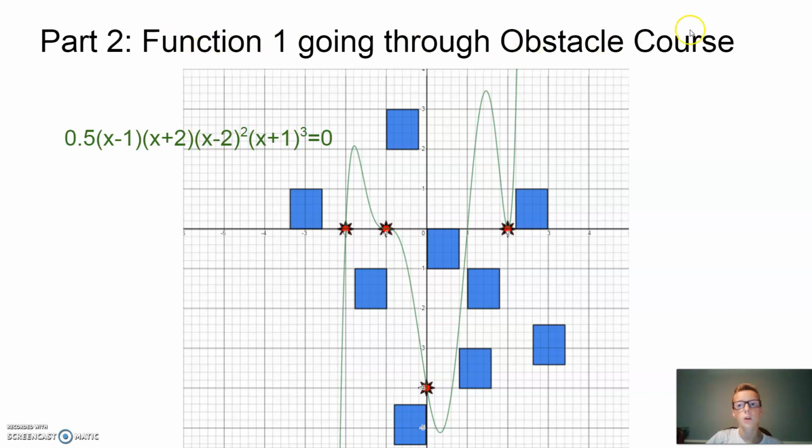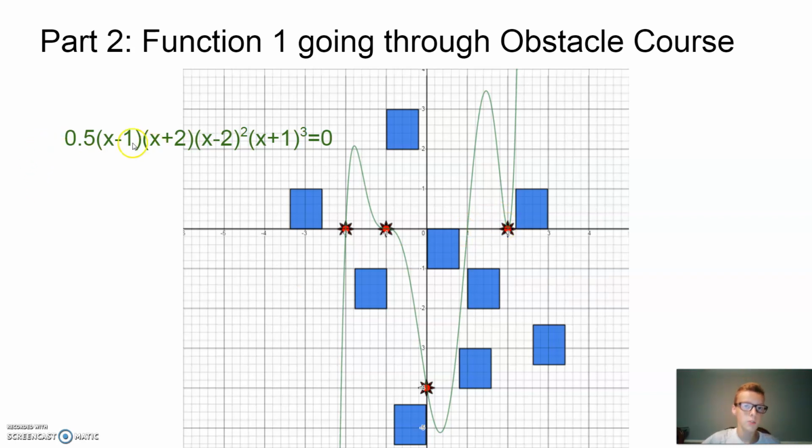This is function 1 going through the obstacle course in factored form, and it's right here. To tell what the degree is, using the function, it would be 3 plus 2, that's 5, add 1 here, that's 6, and another 1, that's 7. If you look at the graph, you've got a multiplicity of 1, a multiplicity of 3, that's 4, a multiplicity of 1, that's 5, and a multiplicity of 2, that is 7.